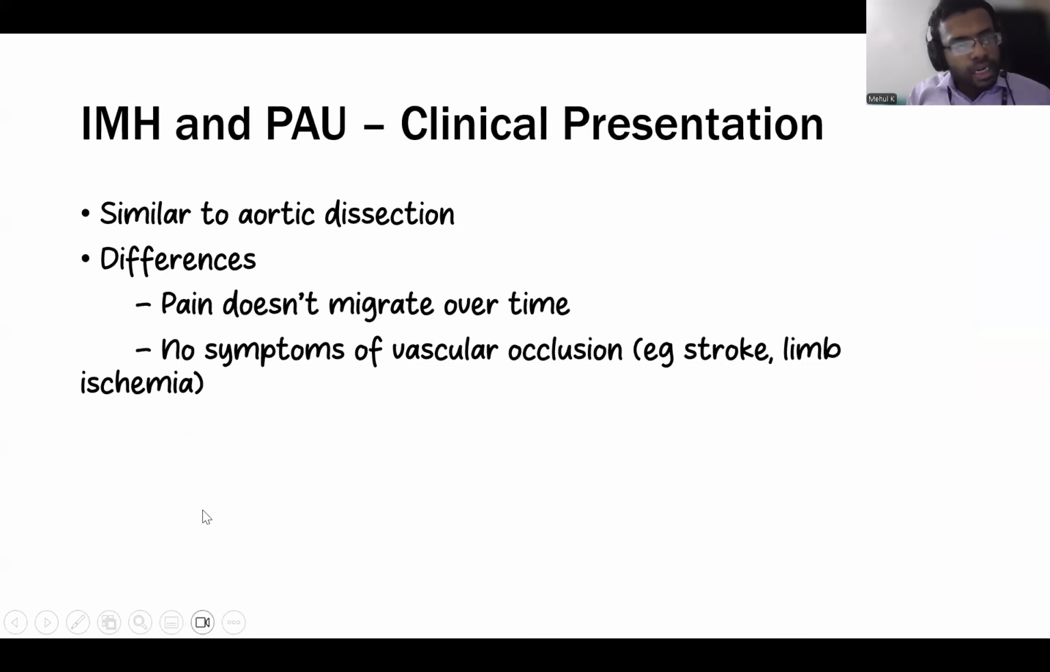So considering both of these conditions together, IMH and PAU, their clinical presentation is going to be similar to your aortic dissection. They're also going to be presenting with acute chest pain, but there is not that much of a migratory pain. So radiation to the back might not be there. And distant occlusion features are also not really there. So limb ischemia and stroke-like symptoms are not very common with these conditions compared to your aortic dissection.